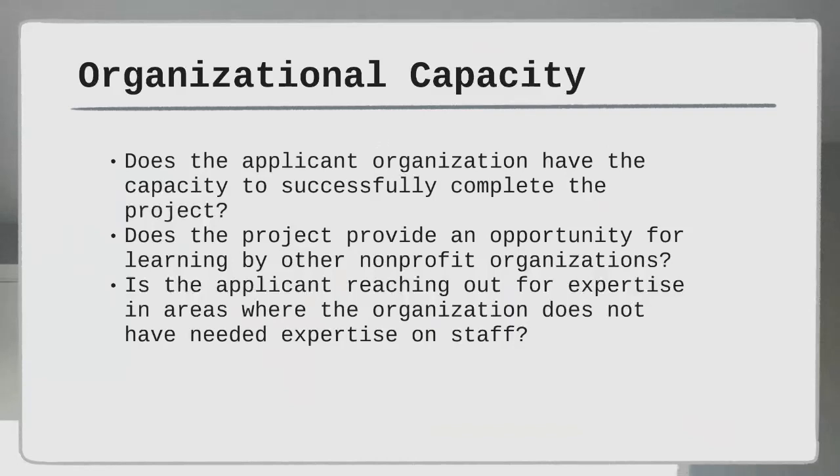Is the applicant reaching out for expertise in areas where the organization does not have expertise on staff? So if you don't have an accountant on staff, do you have an accountant in the budget that you go to and pay for to help look over your books? If you are doing a youth program and you don't have counselors on staff, do you have counselors that you partner with, or a counseling organization that comes in and talks to the youth? Make sure that you outline all of those elements and show where you're using partnerships to support.